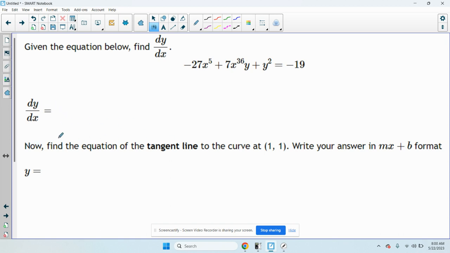We'll use the derivative to find the equation of the tangent line at the curve. We have an x and a y here, 1, 1. So we'll just need the slope, and then we can find b. So the first thing I'm going to do is just differentiate this thing.